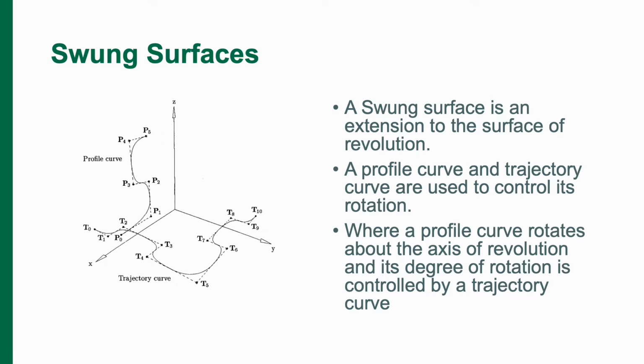So getting into swung surface. A swung surface is an extension to the surface of revolution. So usually a swung surface has two kinds of curve. One is a profile curve and one is a trajectory curve. The profile curve gives the outline structure of the object.